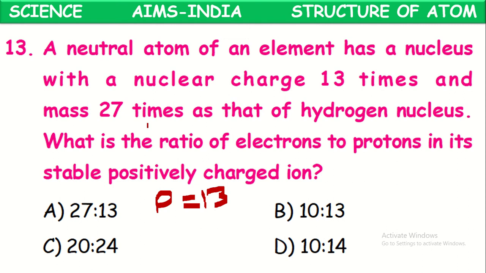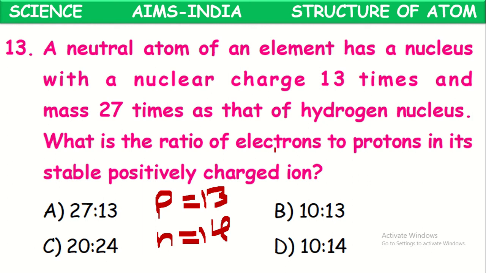And the mass is 27 times that of the hydrogen nucleus. The hydrogen nucleus mass is 1 unit because of the proton. So it is 27 times that of hydrogen. Hence we can say its mass number is 27. Mass number 27 means what do we get? Number of neutrons, 27 minus 13, is 14.